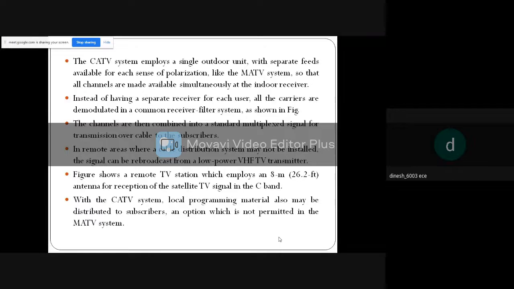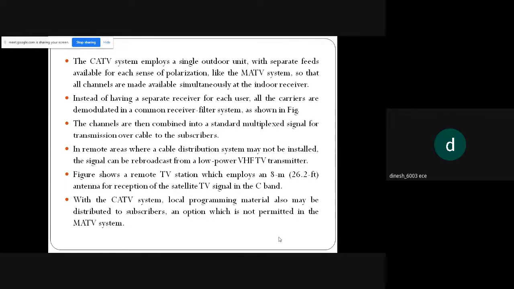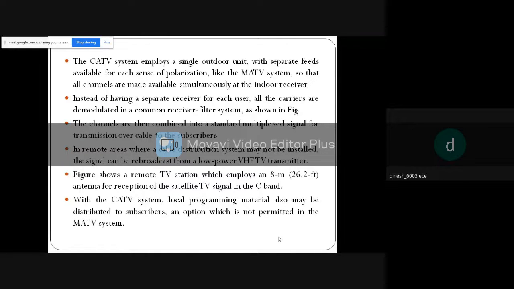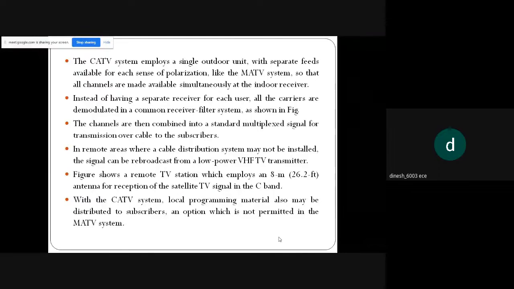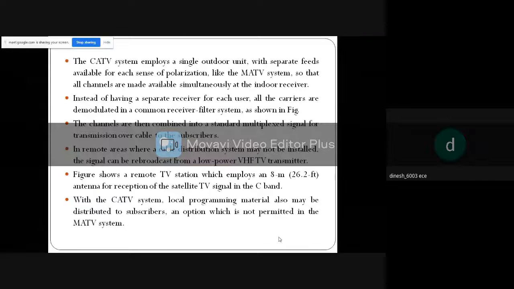With the CATV system, local programming material can also be distributed to subscribers. That is, your local channels can be distributed in CATV, where it is not permitted in MATV. So keep in mind, local programming material is your local channels that are appearing in our homes, whereas this local channel programming doesn't appear in MATV at all. So this is an advantage of CATV.